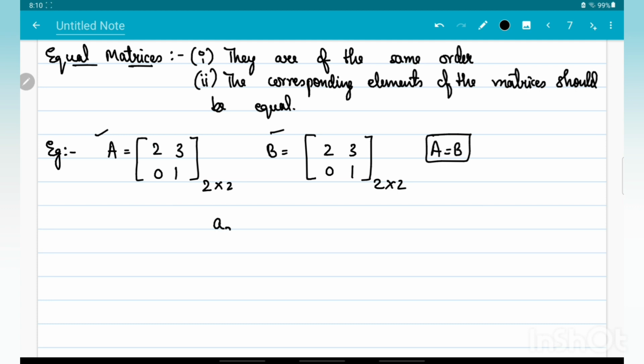Suppose I ask you what is the element a21. Here, in both the matrices, the first step is to check the second row and the first column. In this matrix A, this is the first row, this is the second row, this is the first column, and this is the second column. So second row and first column. So 0 here is the element that belongs to the second row and the first column. And again in this matrix B, 0 is the element that belongs to the second row and the first column. So in both the matrices, the corresponding elements are equal. That is, both these matrices are equal, and I can write it as A is equal to B.